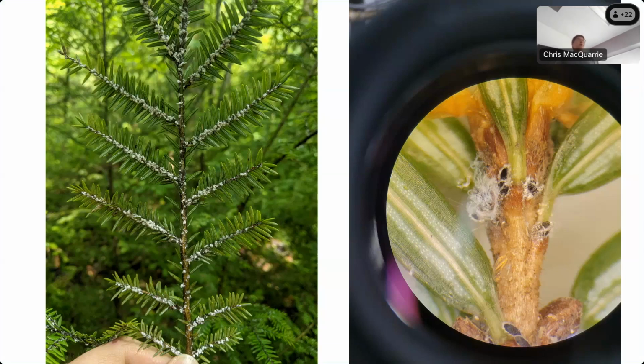The new products are bark sprays. You can go in with a backpack sprayer and just apply them to the bark of the tree. It gets absorbed, and you get pretty good action for a number of years against HWA.